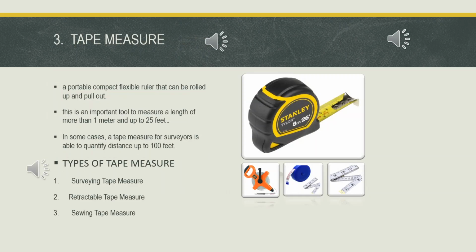This is Matt Wendell Bonifacio, and I will be reporting on one of the instruments that we use to measure length. There are some types of tape measure: sewing tape measure, retractable tape measure, and surveying tape measure. A tape measure is a portable, compact, flexible ruler that can be rolled up and pulled out. This is an important tool to measure a length of more than 1 meter and up to 25 feet. In some cases, a tape measure for surveyors is able to quantify distance up to 100 feet.